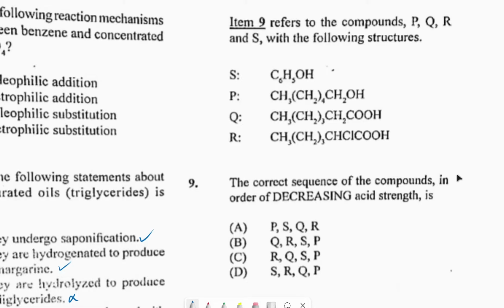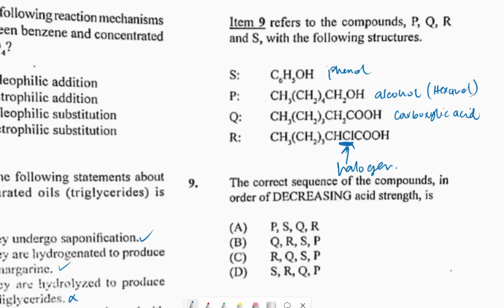Item 9 refers to the compounds P, Q, R, and S with the following structures. S here looks like phenol to me. P is an alcohol. As for which one it is, C4, 5, and 6, I would say hexanol. I probably should check that a bit better than this, but we're going with that. This one is a carboxylic acid, and this one also a carboxylic acid. Oh, here we have a halogen. Halogen is here. That's important.